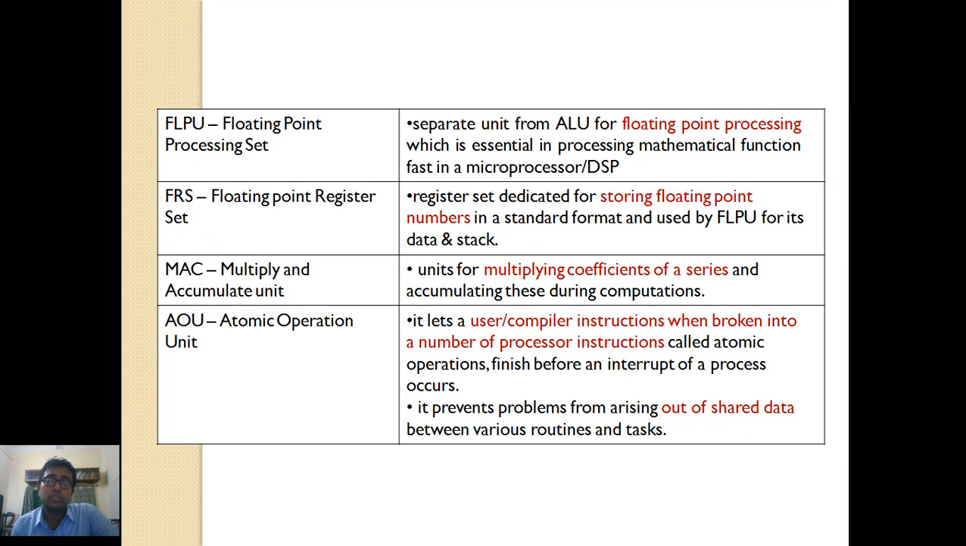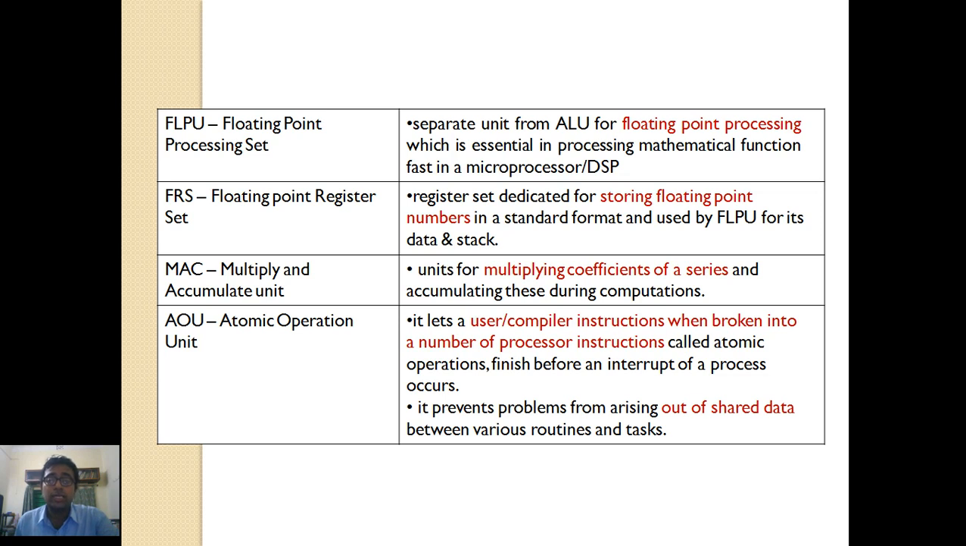Next is the floating point processing unit. It is a separate unit alongside the ALU for floating point processing, which is essential for processing mathematical functions fast in a microprocessor or DSP. If I have a mathematical operation which includes floating point numbers, that's where the floating point processing unit will be useful. Floating point register set: registers dedicated to storing floating point numbers in a standard format used by the FPU for its data and stack. Multiply and accumulate unit: a unit for multiplying coefficients of a series and accumulating these during computation. It's practically a computation unit.